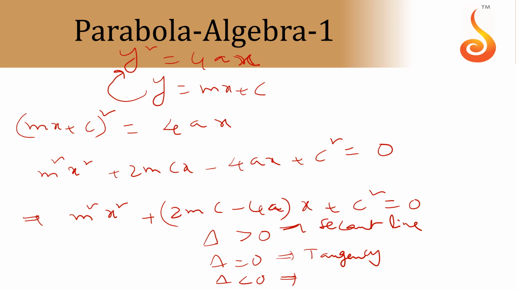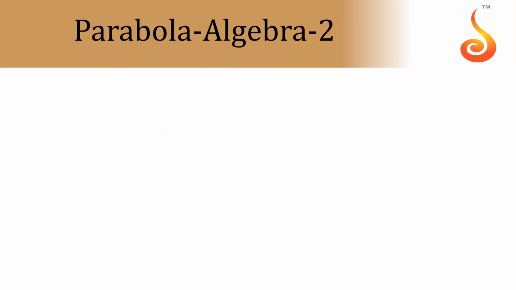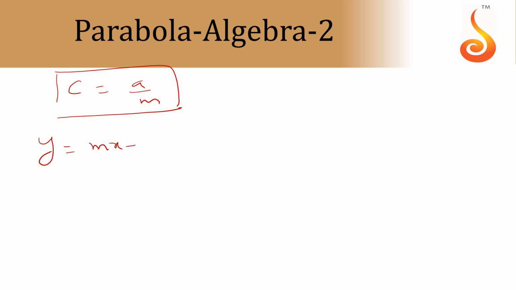Then if you take delta equal to 0, you will get the condition c equal to a by m. So this is a condition for tangents: y equal to mx plus a by m. When y equal to mx plus c, there were two parameters m and c. If that line is a tangent to the parabola y square equal to 4ax, then y equals mx plus a by m is the equation of tangent with m as the parameter.